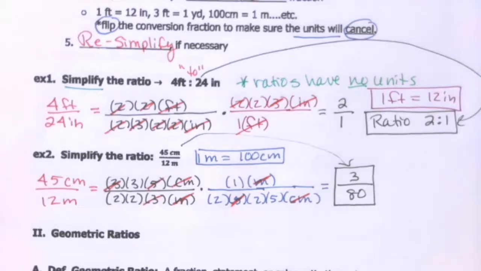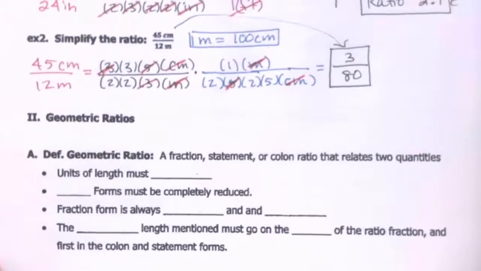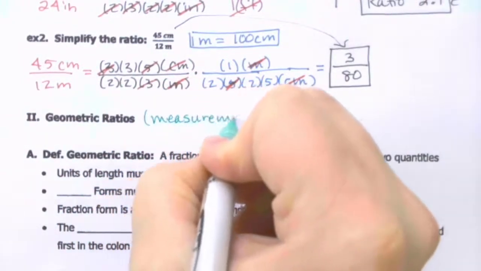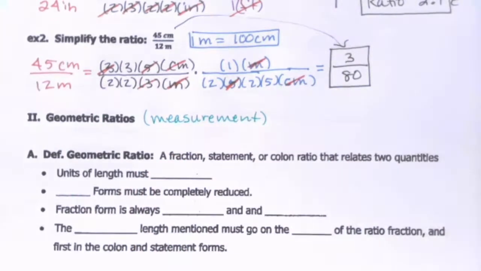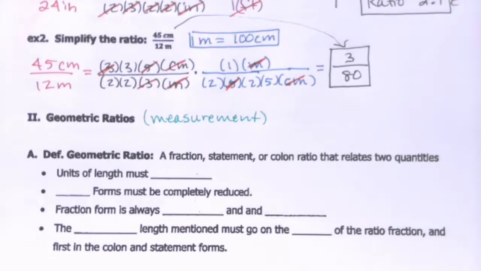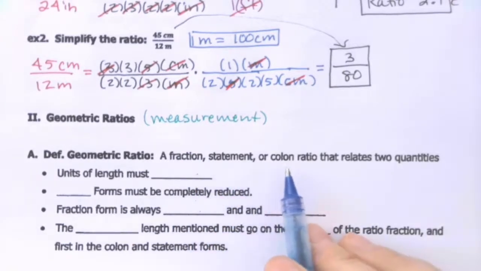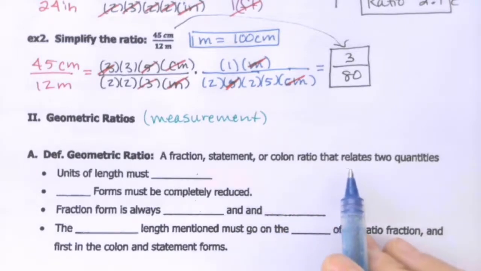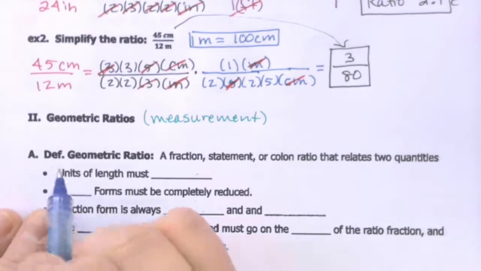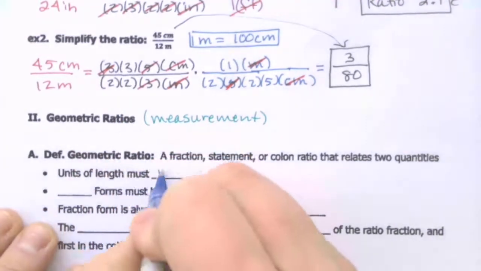Okay, Roman numeral 2, geometric ratios. Geometric ratios are ratios that have to do with measurement. And that's, of course, going to be our focus because this is geometry. Okay, the definition of a geometric ratio is a fraction, statement, or colon ratio that relates two quantities. So in a geometric ratio, the units of length must match.